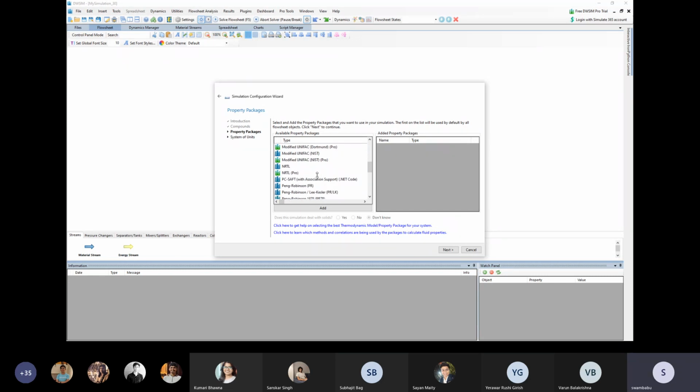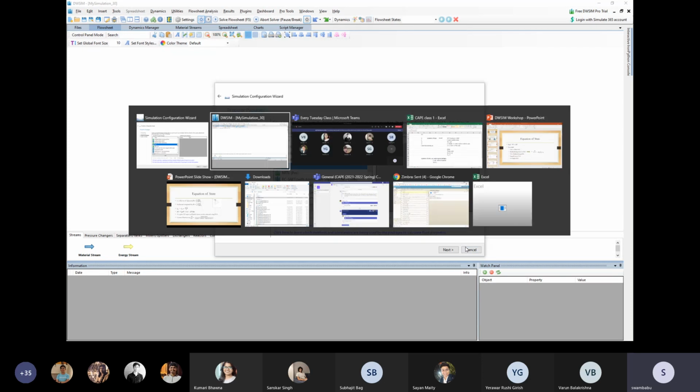Now, there is one thing called NRTL or NIST. NIST is the National Institute of Standards in the United States. They have developed the property package based on experimental data. They used experimental data and modified the UNIFAC correlations. They call it NIST and NRTL. So like this, there are many property packages. Now, which one to select?